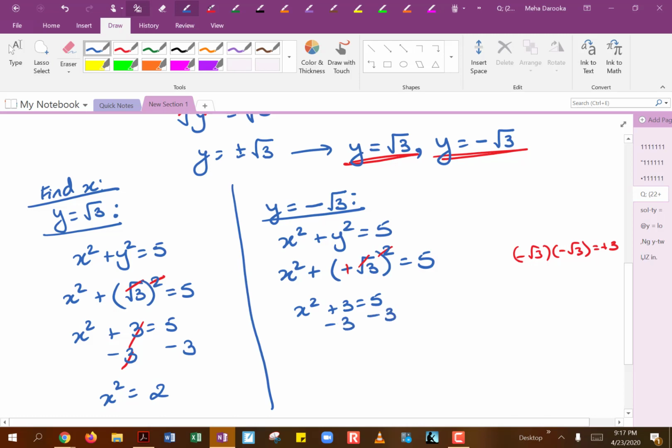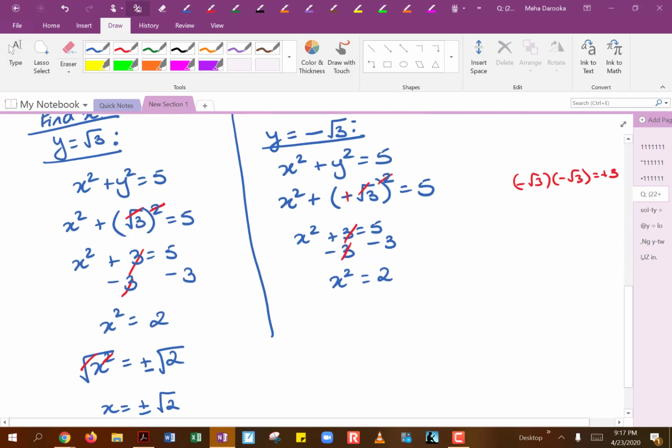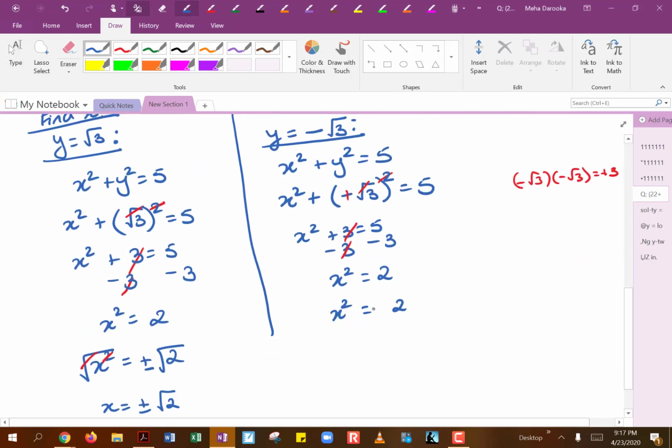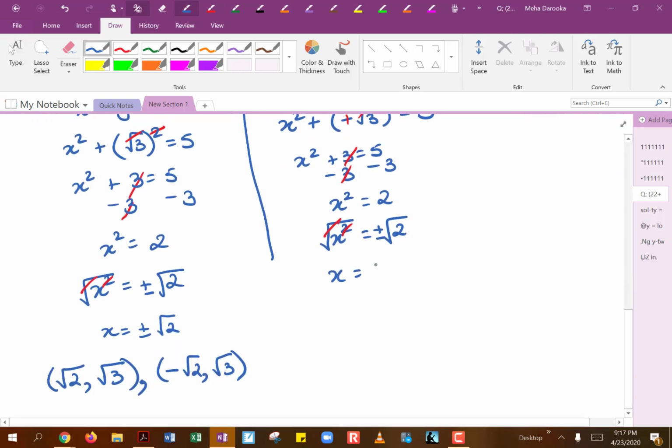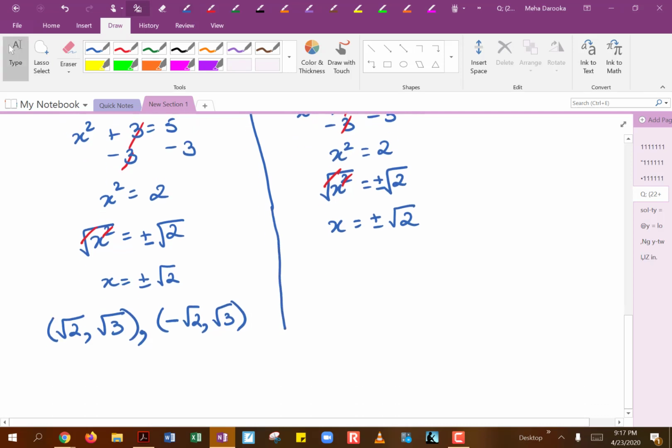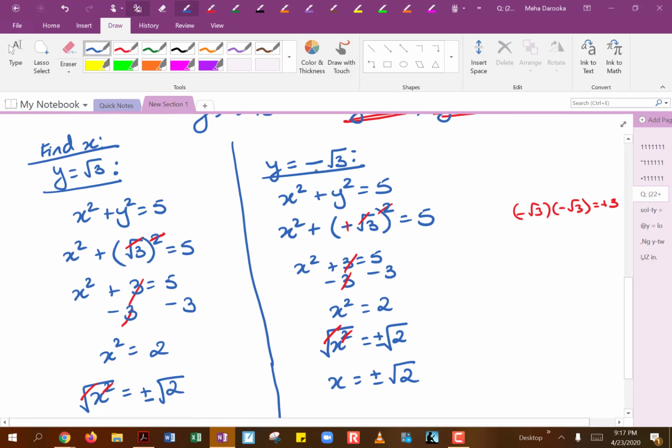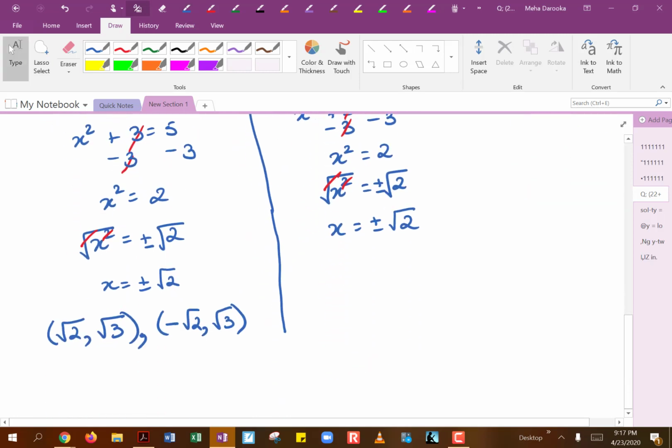Again, get x by itself. Move the 3 to the other side, and you end up getting x squared equals 2. To get rid of the square, again, we'll do a square root on both sides. We get a positive and negative root. And this one also ends up giving us x equals positive or negative square root of 2. Now remember, this time our y value was negative square root of 3. So the ordered pairs you get from here will be positive square root of 2, negative square root of 3, and negative square root of 2, negative square root of 3.